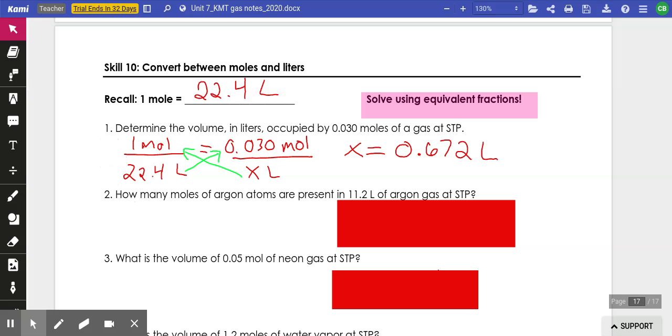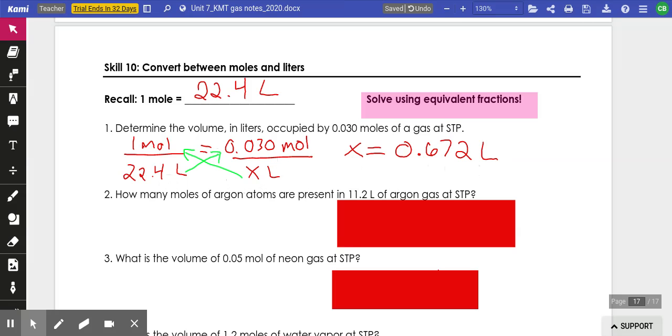This part never changes. When you set this equal to the secondary fraction, then the second fraction needs to have the mole value on the top and the liter value on the bottom. So in this problem, I'm given the number of moles, 0.03 moles. So that number is going to go on the top, and I'm trying to solve for the volume, or x, on the bottom. If I simply set these two fractions equal to each other and cross multiply, that allows me to solve for x as 0.672 liters. So that's it.